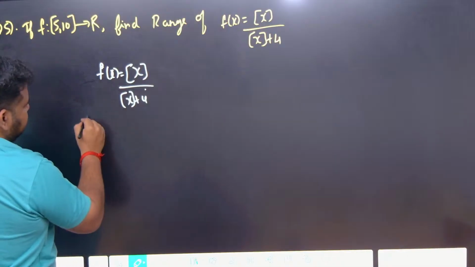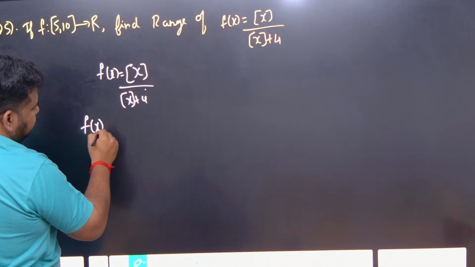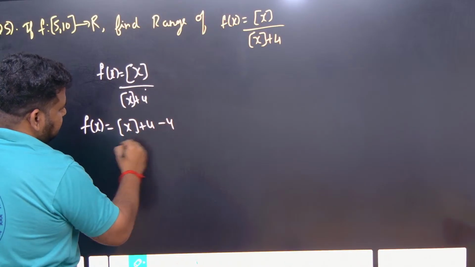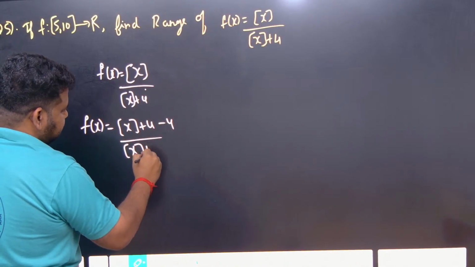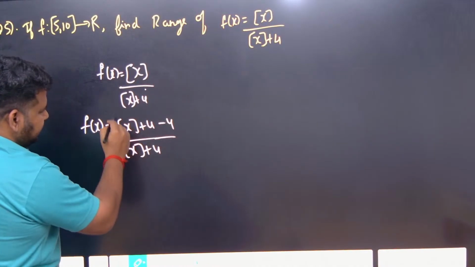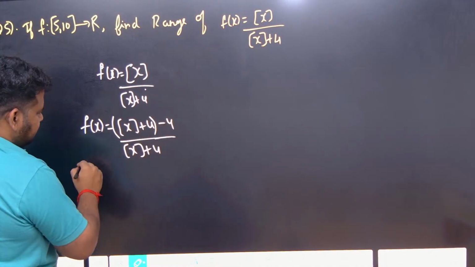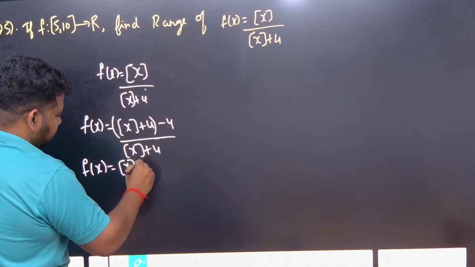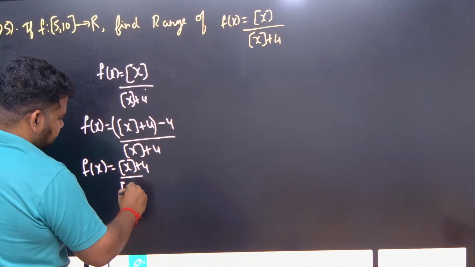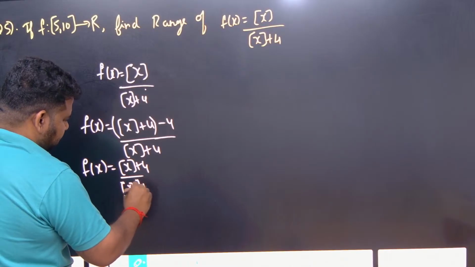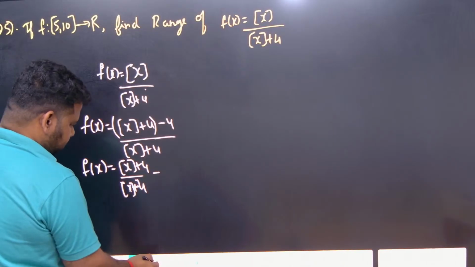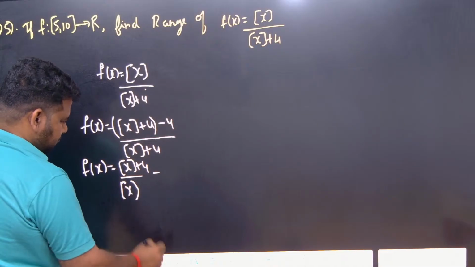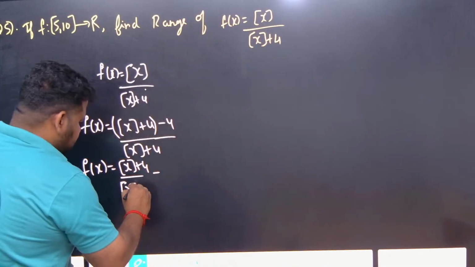So I can modify this and write it as, very important step, step of x plus 4 minus 4 divided by step of x plus 4. Now let me separate this and divide it. So I will get f of x as step of x plus 4 divided by step of x plus 4, minus 4 by step of x plus 4.